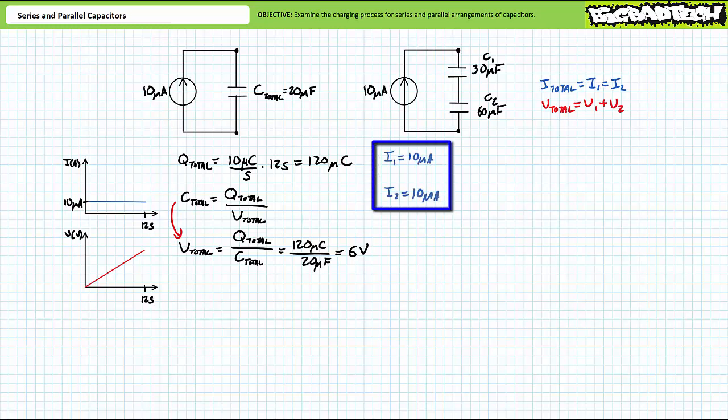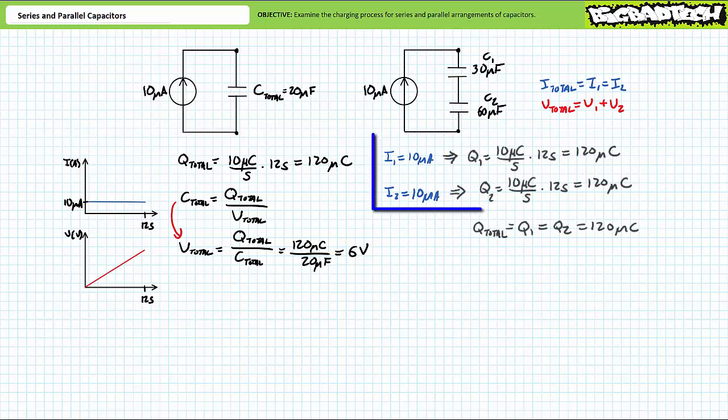Given C1 and C2 are in series with one another, this means I1 equals 10 microamps, as does I2. Note that both series capacitors have been exposed to the same amount of charge transfer, i.e. current, for the same amount of time. As such, either capacitor will have a charge of 10 microamps, or 10 microcoulombs per second, for a period of 12 seconds, or 120 microcoulombs of charge.